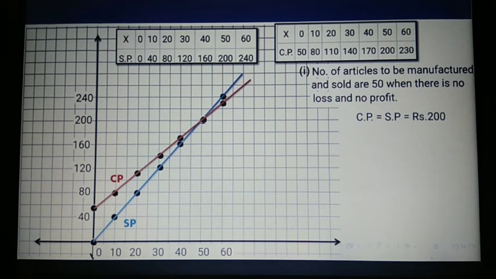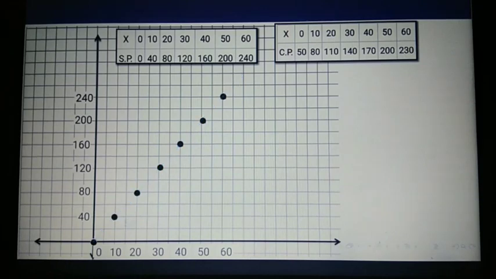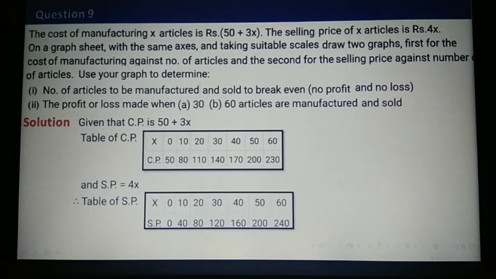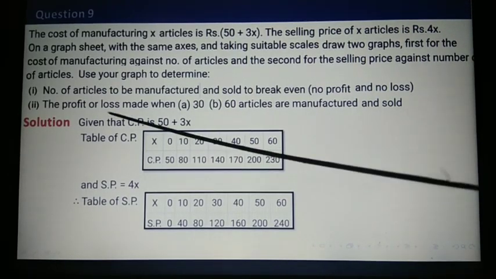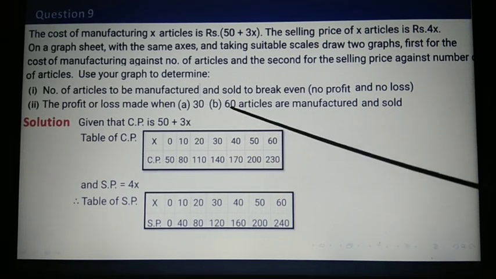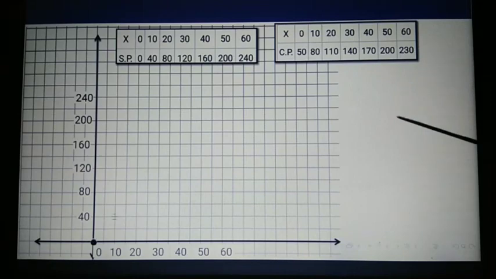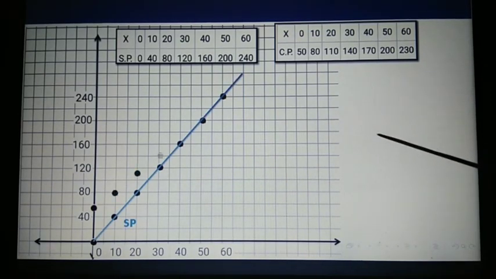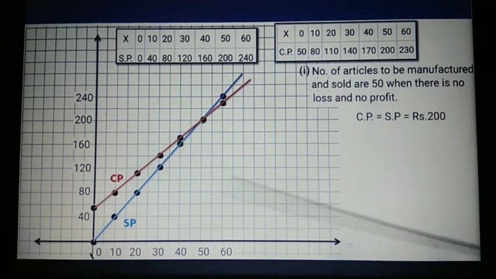Now in the second question, they have asked us to, let's go back. In the second question, they have asked, find the profit or loss made when 30 and 60 articles are manufactured and sold. So whenever it is 30 and 60, let's see what is happening. Okay, now let's go to 30.